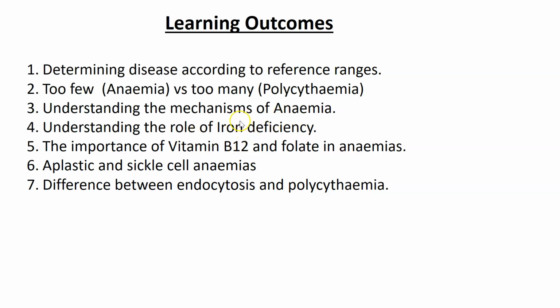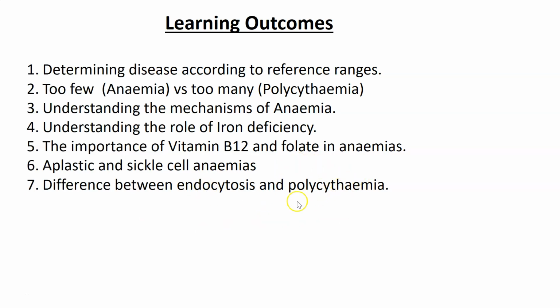Okay, and that's the role of iron, or iron deficiency anemia, and also pernicious anemia, okay, which is a measure of intrinsic factor, but also it could be a measure of vitamin B12 and folic acid. Okay, and then we'll also talk about sickle cell anemia, aplastic anemia as well. And then we'll also have a little look at the difference between polycythemia and endocytosis.